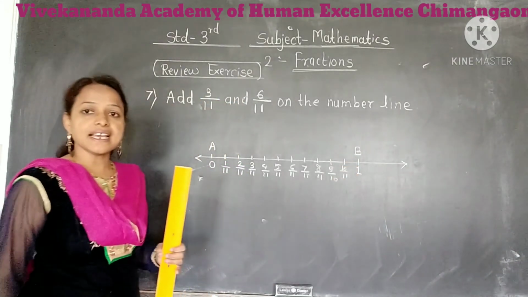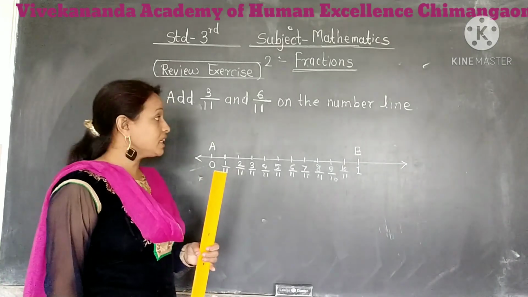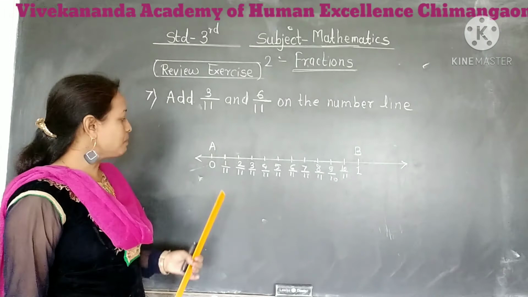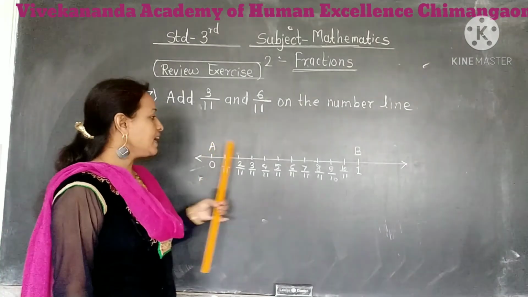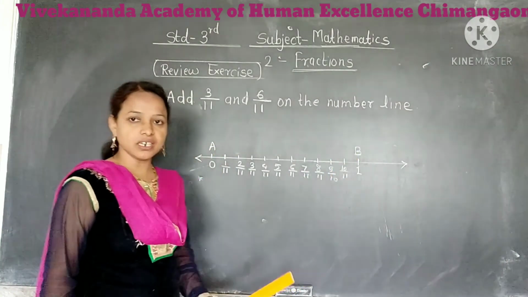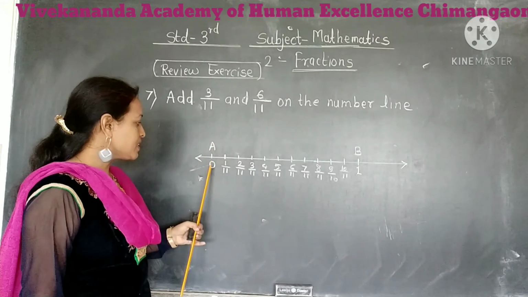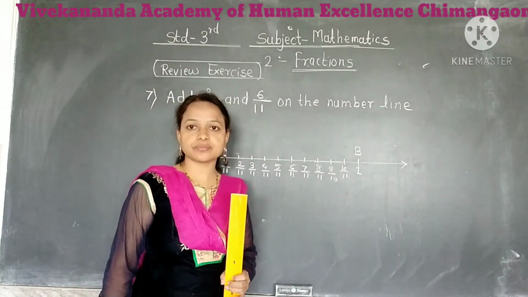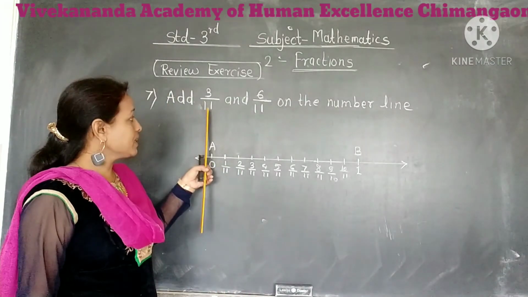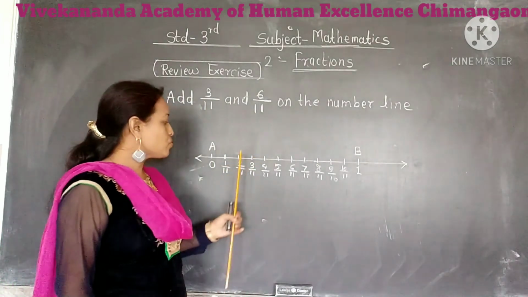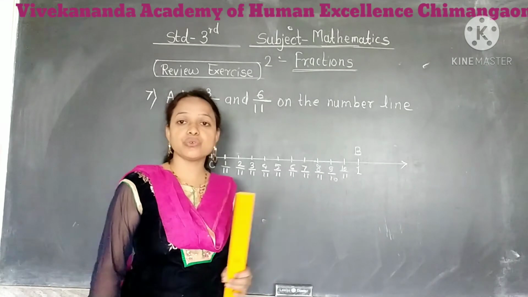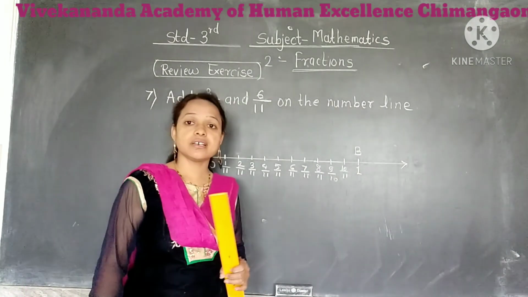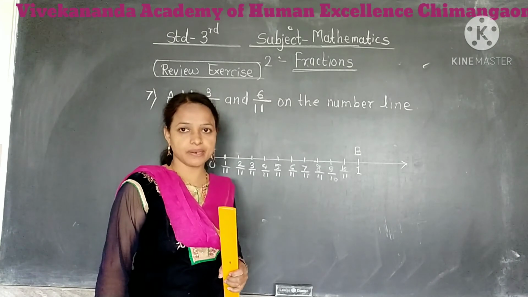So here line segment AB is divided into 11 equal parts, and on it we represent point A and B. Here point A represents 0 and point B represents 1, and here the denominator is 11, so we divide line segment AB into 11 equal parts. Each part represents 1 upon 11.